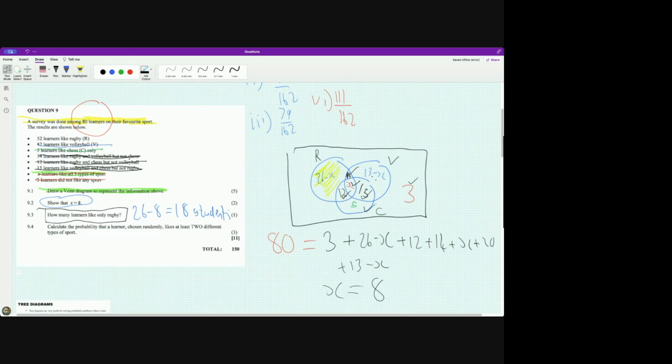How did we get the 13 minus x? What we did was we took the 42, which was how many students liked volleyball, right? And we went minus what are the other ones in the volleyball circle. So we have a 14, a 15, and an x. And so we go minus and we get that, which gives us 13 minus x, which is this bit. Did that help?